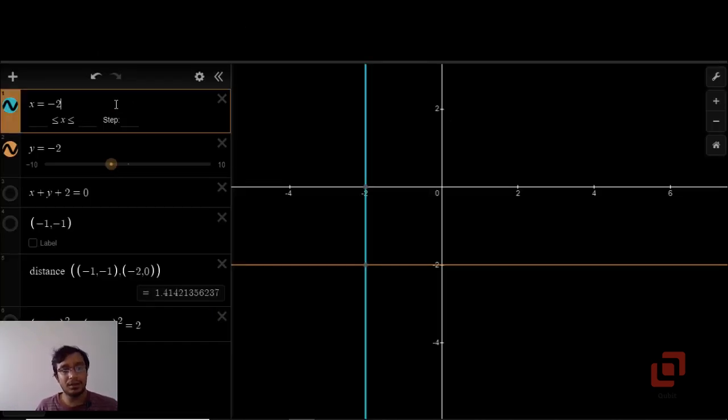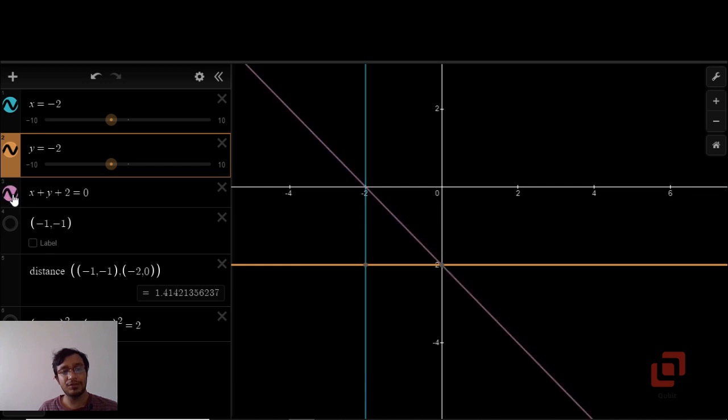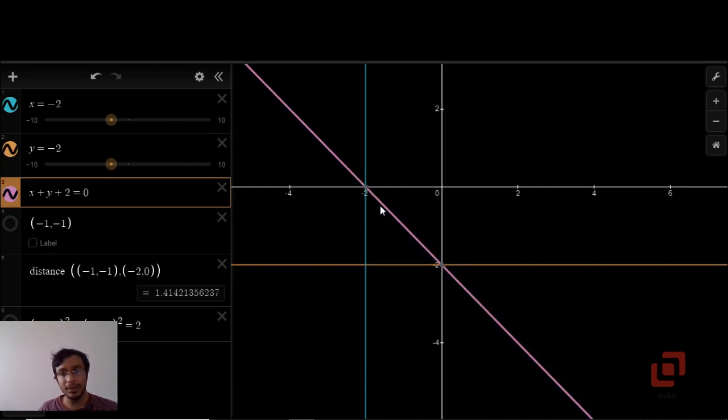So in this figure, the blue line is x equal to minus 2, the orange line is y equal to minus 2, and as you can see they intersect at minus 2 comma minus 2. Now if you plot the line x plus y plus 2 equal to 0, the pink line, then it will give us the other two vertices of the right angle triangle, minus 2 comma 0 and 0 comma minus 2. And if you find the midpoint of the hypotenuse, it will be minus 1 comma minus 1. Okay, this point is in the third quadrant.